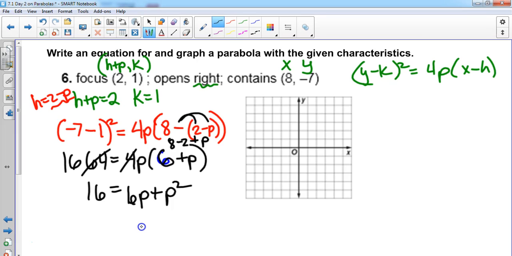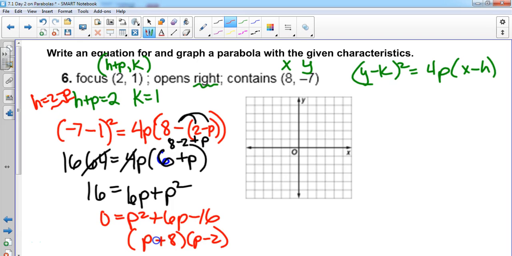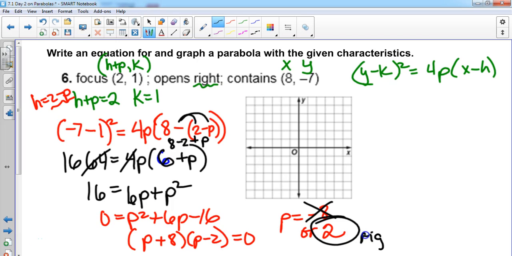Now what? Yep. Get it equal to 0 and factor. P squared plus 6p minus 16. Factors how? Yep. So p is negative 8 or 2. Now, for the first time, it matters that it opens right. Because I get to eliminate one of those choices and I say p has to be 2, right? Because it opened right. Okay.